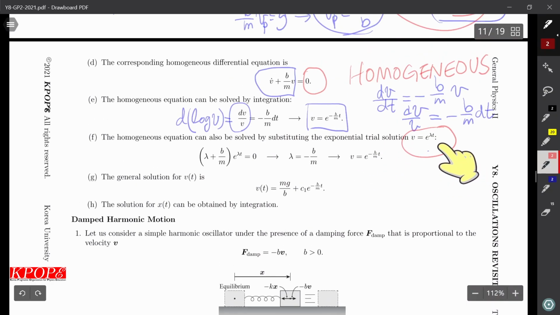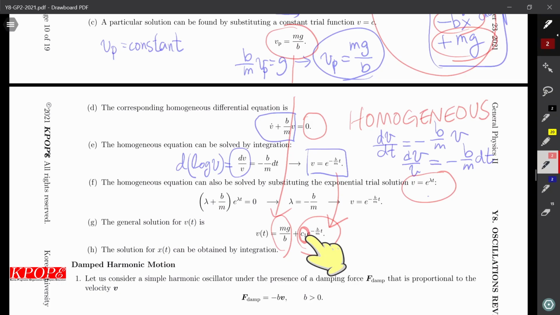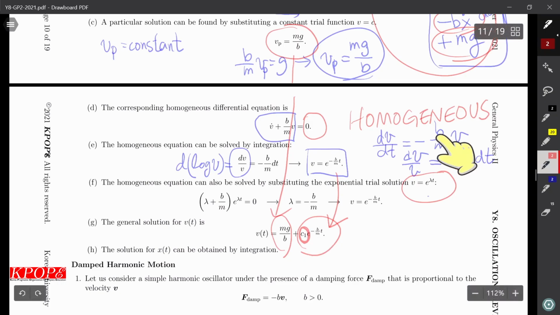Anyway, velocity is expressed in terms of the particular solution plus the homogeneous equation solution. Sure, you have to multiply by an arbitrary constant that can be determined from your initial condition.